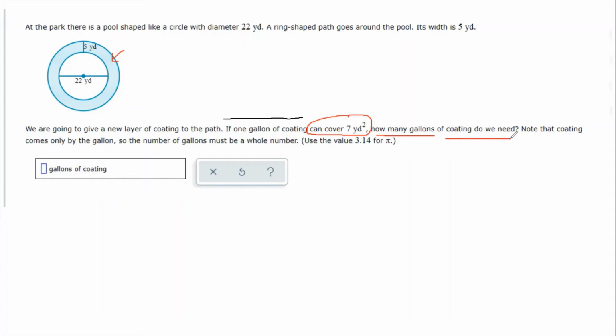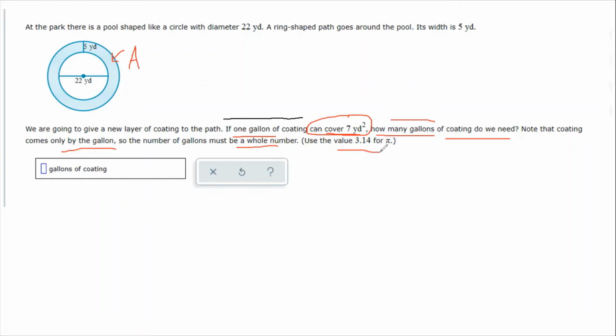Okay, so we're going to do the problem in 2 steps. First, we're going to find the area of the blue ring, and then we will do a proportion. 1 gallon can cover 7 square yards, and then we calculate how many gallons of coating we need. It also has a restriction. It says that the coating comes by the gallon. You don't have half a gallon or quarters of gallons. The number of gallons must be a whole number, right? And they recommend us to use pi as 3.14. Okay, so it's not that complicated.